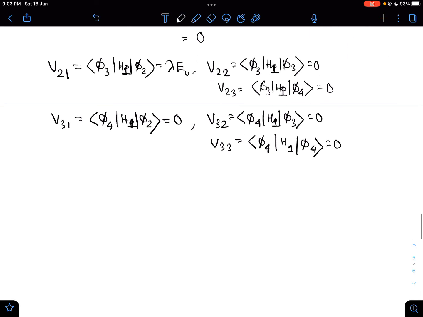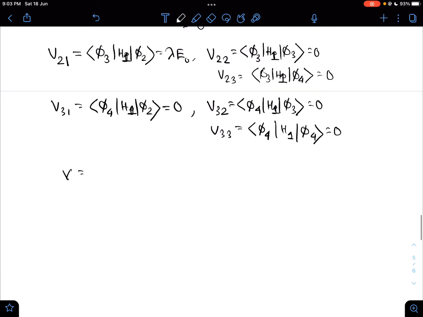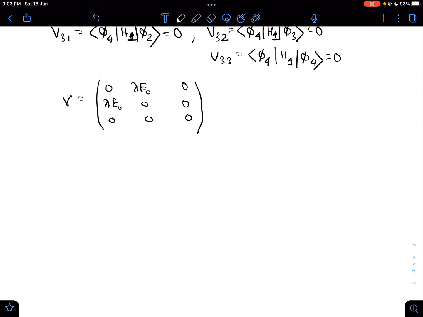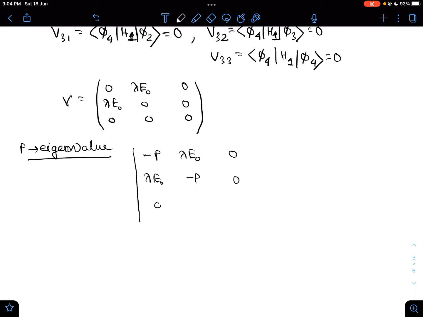So what is our V matrix? We have our V matrix to be 0, lambda E0, 0, lambda E0, 0, 0, and here we have all three terms to be 0. So we have to diagonalize this matrix now. If P is our eigenvalue, then our corresponding secular determinant will be minus P, lambda E0, 0, lambda E0, minus P, 0, 0, 0, minus P. So this is the equation which we have to solve.